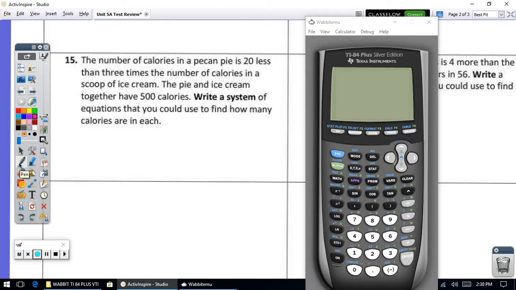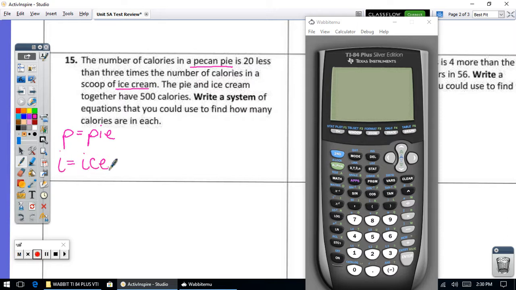15. The number of calories in a pecan pie is 20 less than 3 times the number of calories in a scoop of ice cream. Let's use some variables here. For pecan pie, we'll say P for pie, and we'll use the letter I for the ice cream.